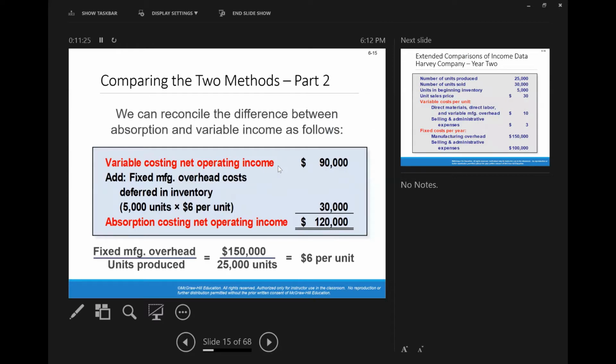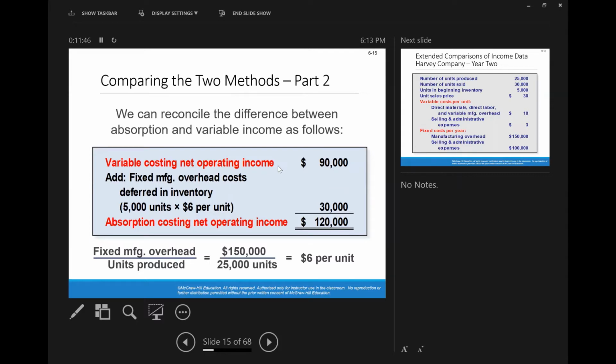Okay, so now we're going to reconcile the difference. So basically just make sure that it makes sense. A variable costing net income of 90,000, plus that deferred cost sitting in inventory of 30,000, when you add them together, gives you the 120,000, which is what the net income was for the absorption costing. And then it just gives you that formula again.